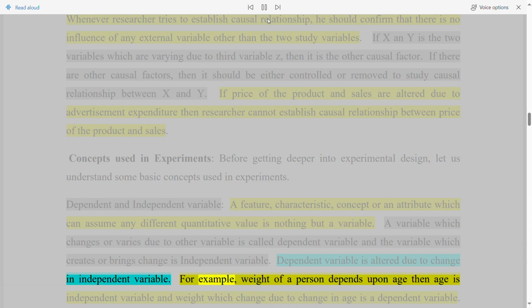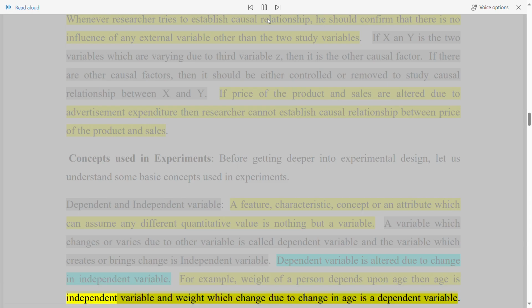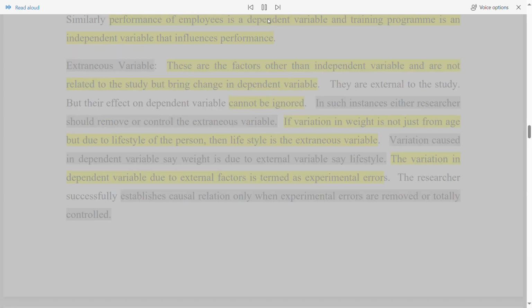For example, the weight of a person depends upon age, then age is the independent variable, and weight, which changes due to change in age, is the dependent variable. Similarly, performance of employees is a dependent variable and the training program is an independent variable that influences performance.